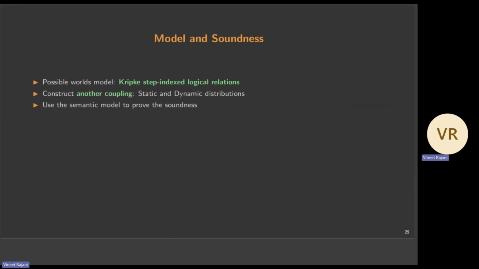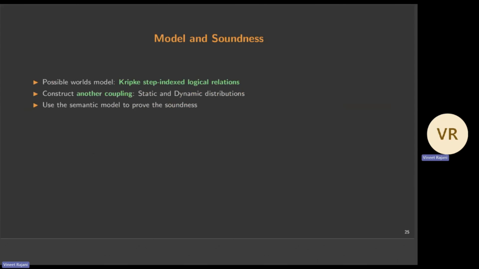Finally, I want to briefly touch upon the semantic model and the soundness bit. Like many modal logics, we build a possible world model of probabilistic lambda amor, which we encode using the technique of Kripke step-indexed logical relations. In the model, we define another coupling, which is a coupling between the static and the dynamic distributions. This is required to prove the soundness of the coupling rule that I showed you earlier.